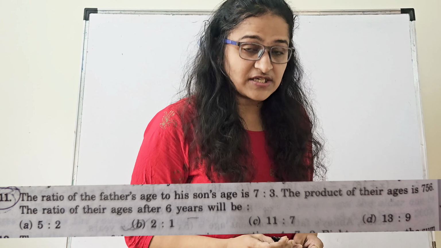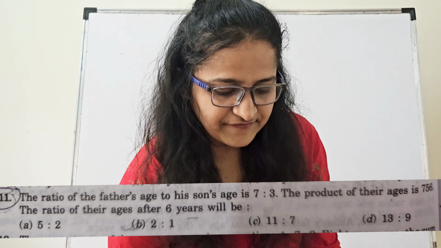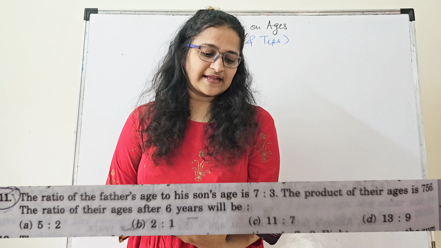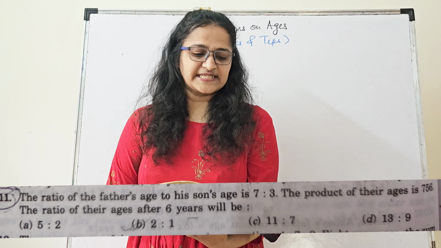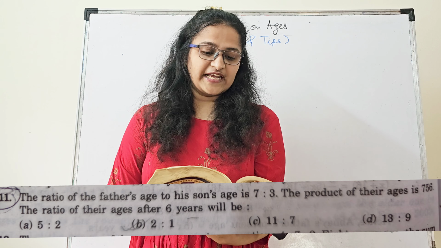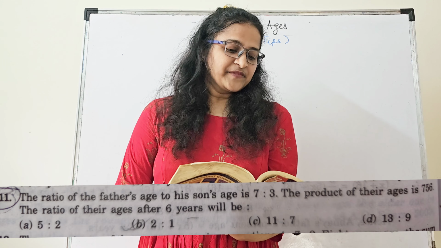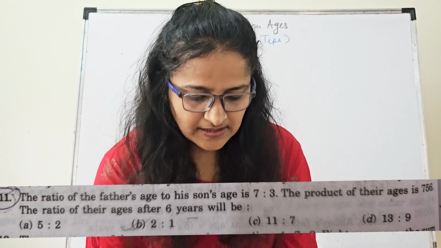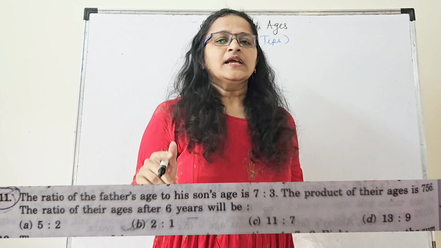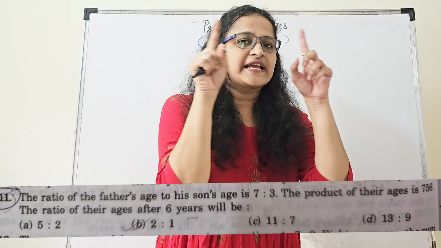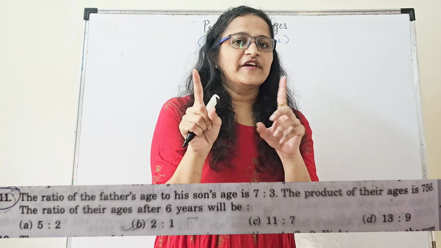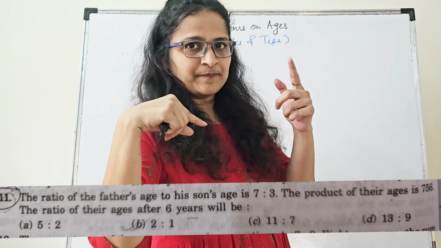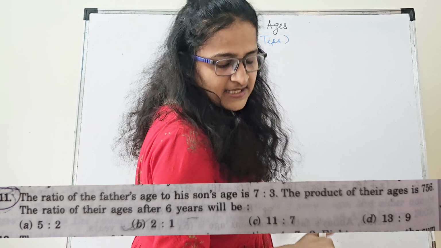Now last question for this video. Yeah, again very interesting. So the question is, the ratio of the father's age to his son's age is 7:3. Product of their ages is 756. And then you have to find out the ratio of their ages after something. Correct? Now, as I mentioned already, if you have only one ratio, then take that statement for variable formation. You see in this example just one statement where the ratio is given to you. And what is that? 7:3.